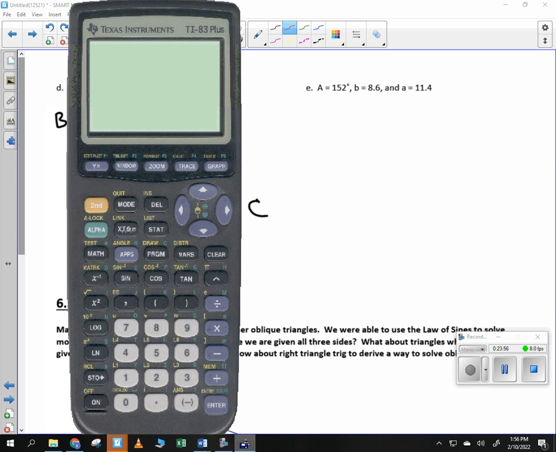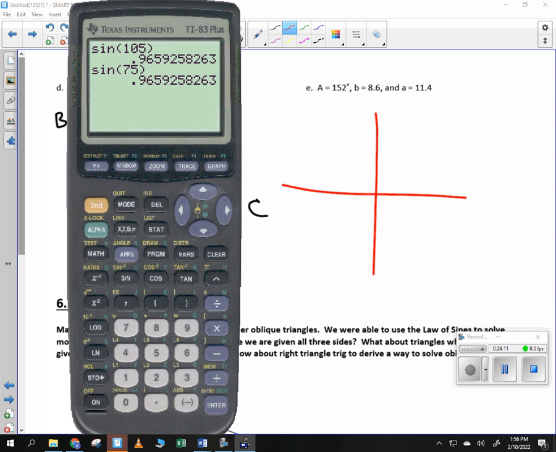I'll prove it to you. Watch. I turn my calculator on, and I go sine of 105. I press enter. I press sine of 75. I press enter. And it's the same stinking thing. Your calculator doesn't know the difference because of this. Don't you remember?